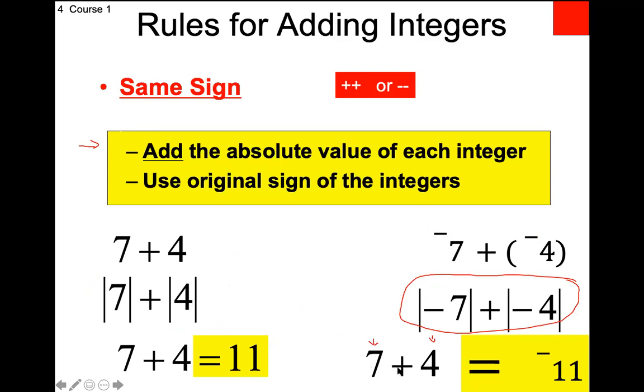Then we add the two numbers together. 7 plus 4 is 11. But the final answer of whether it's positive or negative, we go back to the original signs, and the original signs were negative. In other words, when I add negatives, I get negatives. All right. I ask you guys to write down this entire slide. This entire slide has all of the rules and 2 examples.